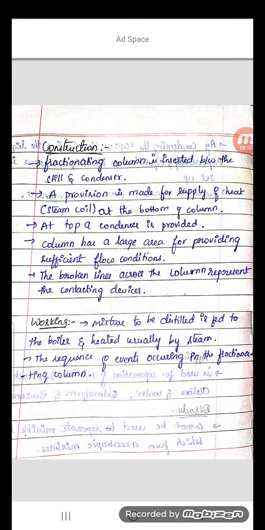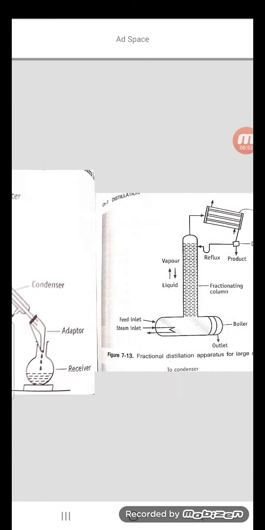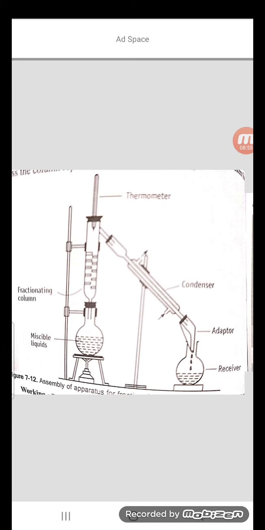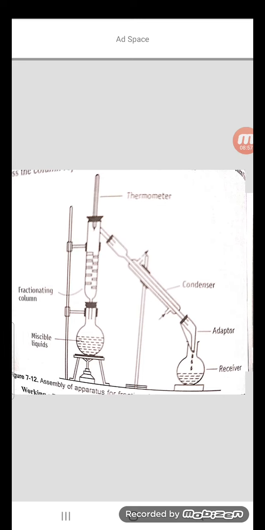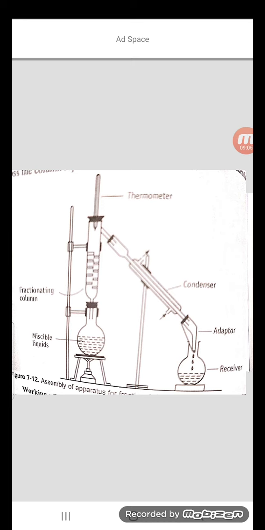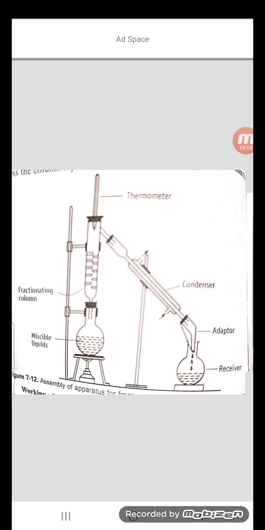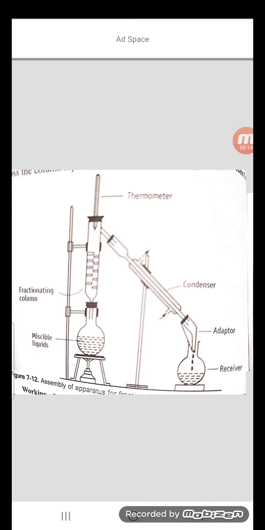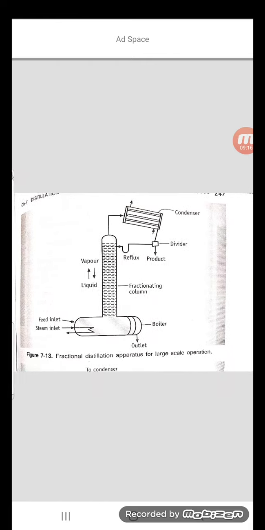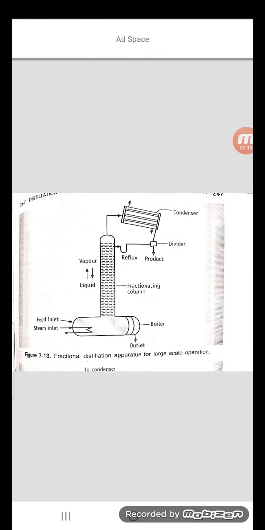So next is the construction. You can see the diagram here. The fractionating column is inserted in between the still and the condenser. The still is nothing but your round bottom flask, or the sample where you are going to place it. A provision is made for the supply of heat, that is the steam coil at the bottom of the column. At the top a condenser is provided. The column has a large surface area for providing sufficient flow conditions. The broken lines in the column indicate the contacting devices.